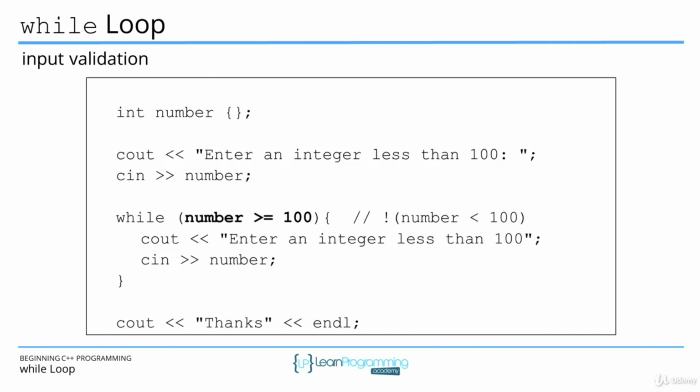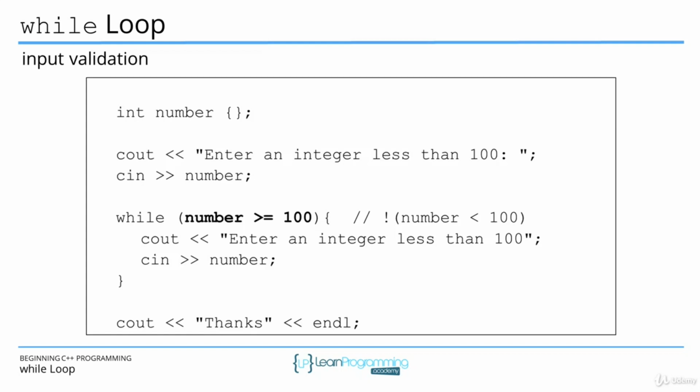Loops are commonly used in programming to provide input validation. In this example, we want the user to enter an integer less than 100. If they don't, we want to ask them again and again until they enter a valid integer. So we declare a variable named number and initialize it to 0. Notice now how we prompt the user for the integer and read it from the console before the loop begins.